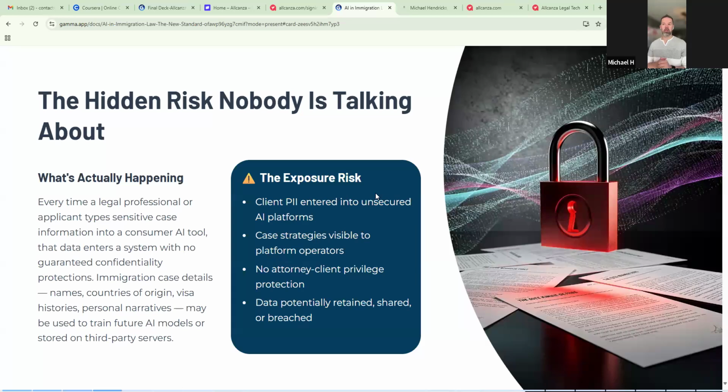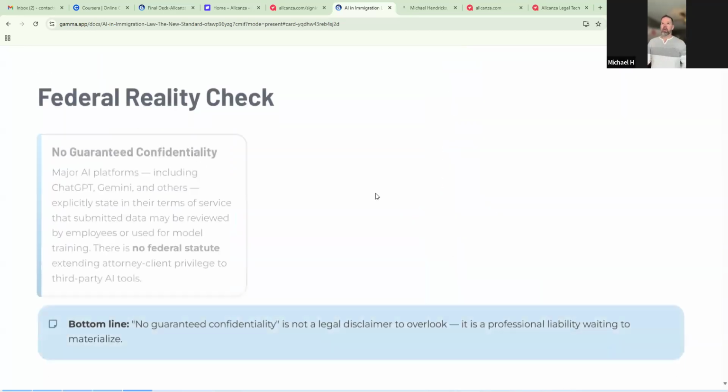Your country of origin. Remember, a lot of people are trying to steal data. Why? Because stealing a person's identity is a huge multi-billion-dollar industry around the world. Case strategies are visible to platform operators. There's no attorney-client privilege anymore, and the data is potentially retained, shared, or breached. So what can we do about it?